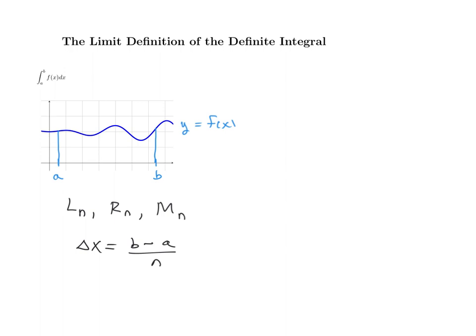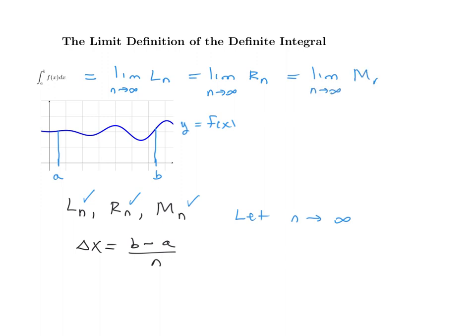So the procedure is, okay, find this, or maybe find this, or find this, and then let n go to infinity. You can think of this definition as the limit as n goes to infinity of L sub n, or the limit as n goes to infinity of R sub n, or the limit as n goes to infinity of M sub n. Any of these will work. We'll typically use this one in the middle, and let's make this a more rigorous definition, and we'll talk about that on the next slide.